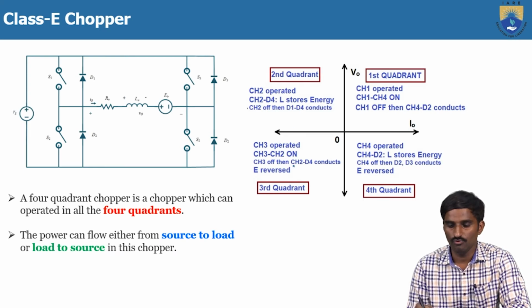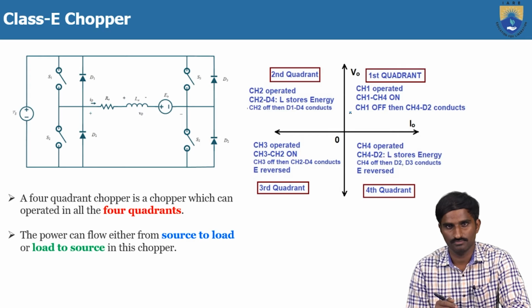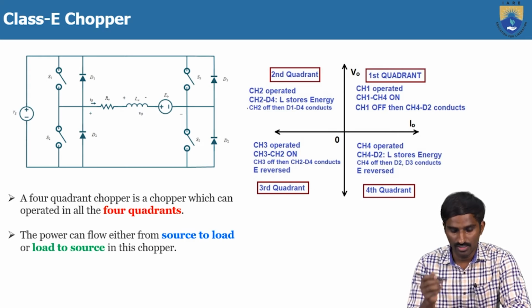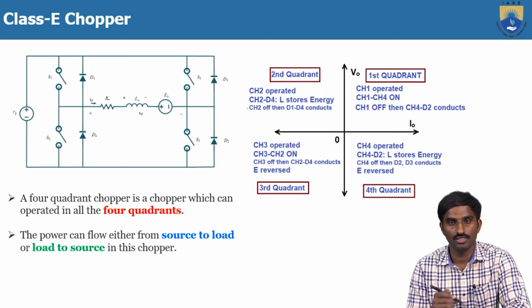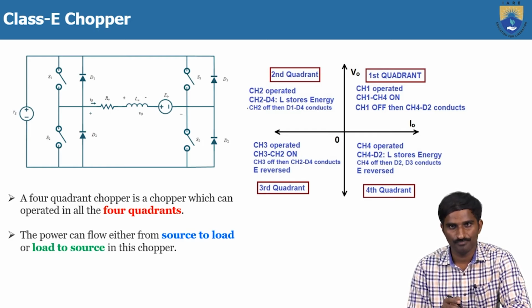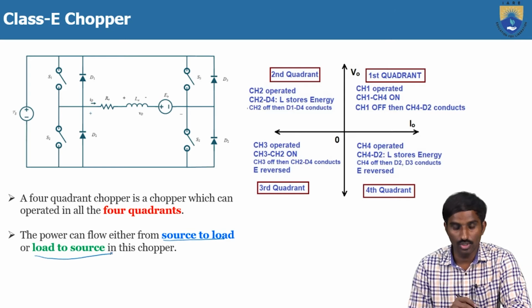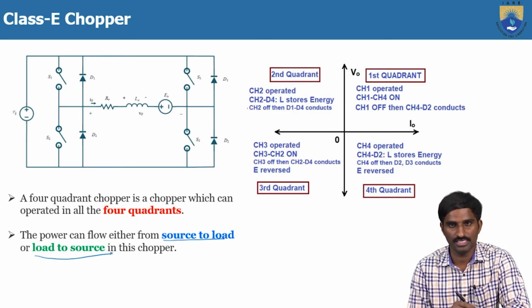You can operate in the 4 different quadrants. So that is one of the main advantages of this class E chopper, which means the power can flow from source to load. That is the common thing. But by using this chopper, it is also possible from load to source. Not only from the source to load, it is also possible from load to source by using this class E chopper.